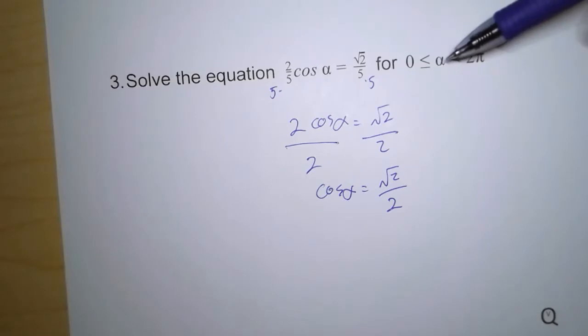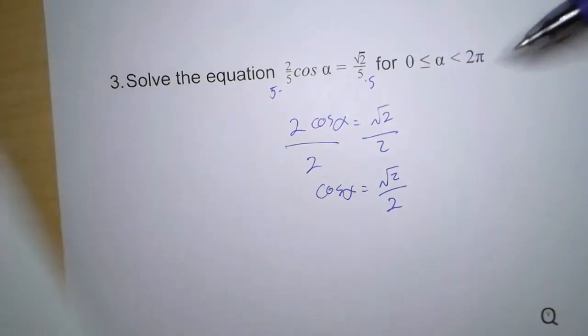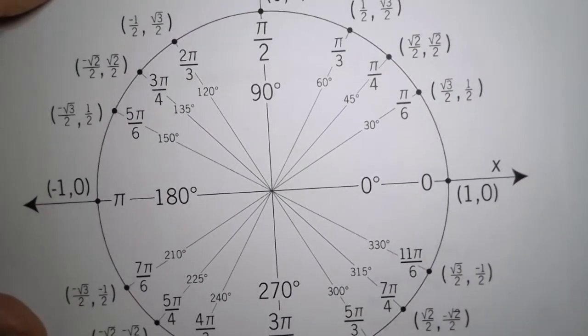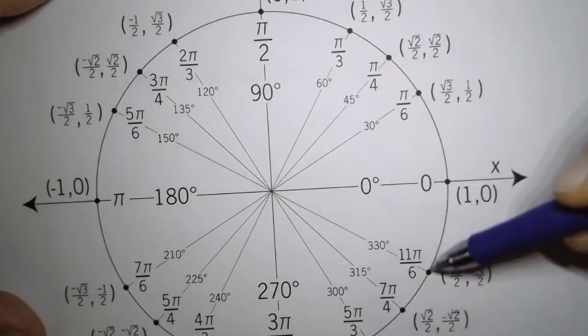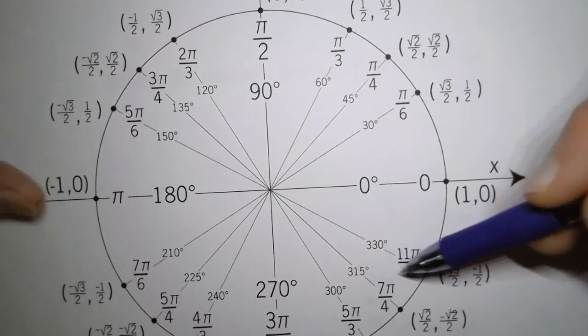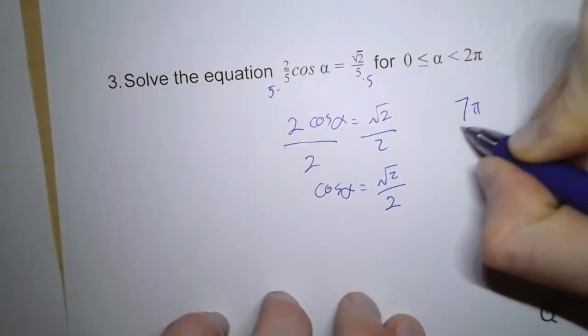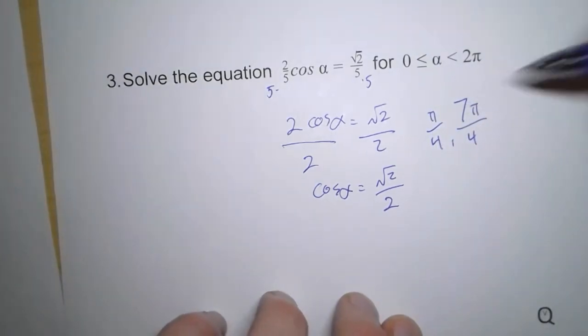Now they tell us that alpha is between 0 and 2 pi, so we're looking at radians for this. So on our unit circle, where is cosine, that's the x value, square root of 2 over 2? Well, right here at pi over 4, and down here at 7 pi over 4. So those are our two answers, pi over 4 and 7 pi over 4.